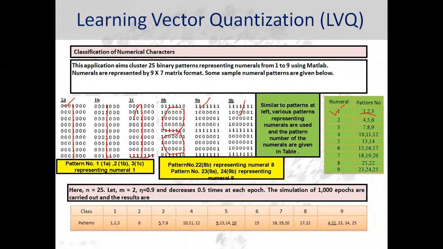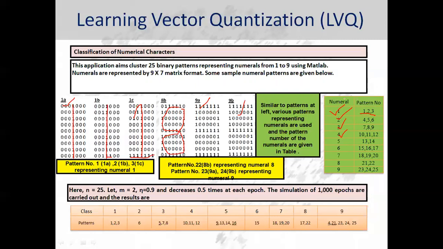This is the actual picture. It means 2 was represented using 3 patterns, 3 was represented using these 3 patterns, 4 was represented using this pattern. So the actual task was to classify these 20 patterns into 9 classes. It means what we actually wanted is that in whatever way the 1 is written, whether it is 1A, 1B, or 1C, the network should be able to classify it as 1. This is the main purpose of the LVQ network for this problem.